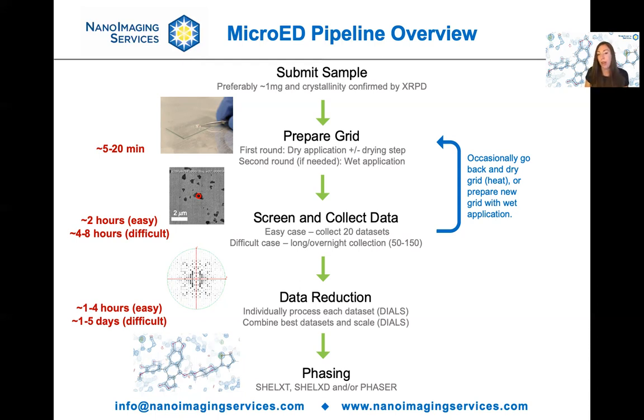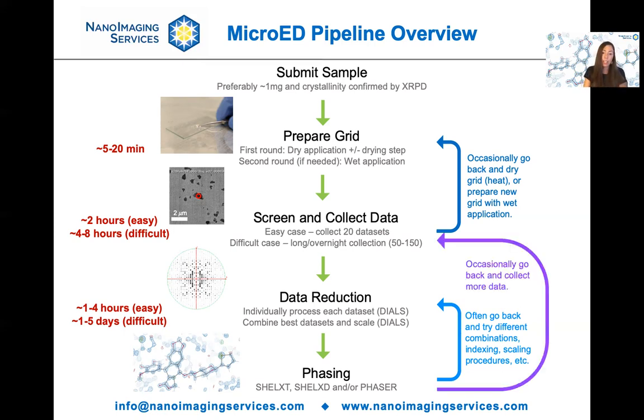Typically we'll start off trying to phase with SHELXT. If that doesn't work, we'll move on to SHELXD. And if we're really desperate, we'll try molecular replacement in Phaser. This is a very iterative process, and we often go back and try different combinations of data sets, different indexing strategies, different scaling procedures, and we'll just keep doing this until we're able to phase the data. On occasion, we'll also go back and collect additional data if we're really struggling to solve it with the data that we've currently collected.